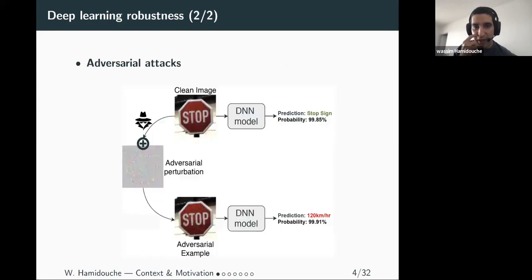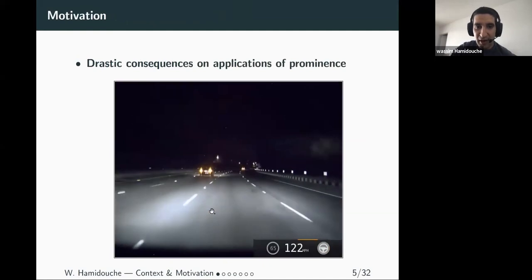The second limitation, which is the interest of this topic today, is adversarial attack. Here I give an example with an image of a stop sign. It is recognized by a deep neural model as a stop sign at 99%. But if the attacker adds a very small perturbation to this image, it will fool the deep learning model. It will be recognized as a sign of 120 kilometers per hour speed, which may be very dangerous, for example in autonomous driving. This is what an adversarial example is. We can very easily add some perturbation and fool the deep neural networks, and this can lead to very dramatic consequences.